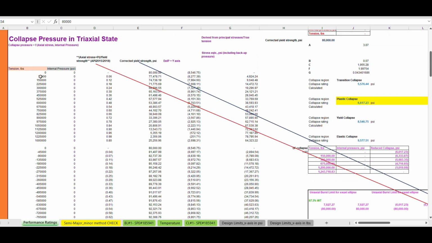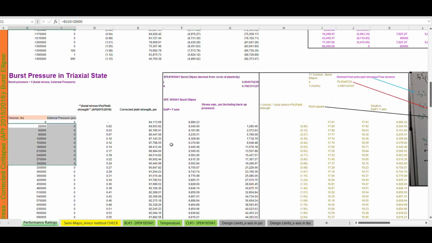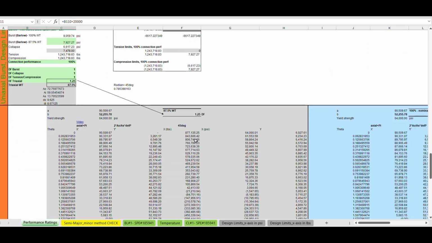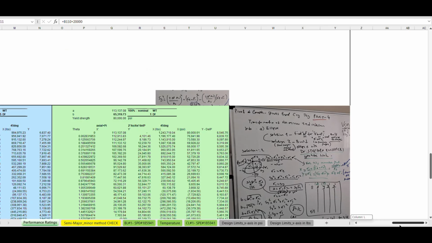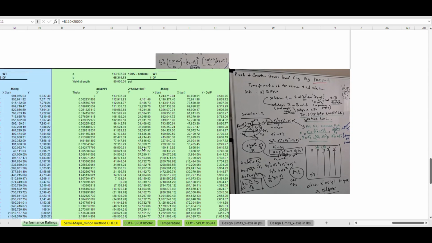So you have delta P versus tension, or let's say x versus y. That's why I put delta P as the y axis. That was the first method. The second method was Dr. Kurtich's, what I just call for simplicity the semi-major and minor method, where you find the semi-major and semi-minor, and then you transform into the ellipse.